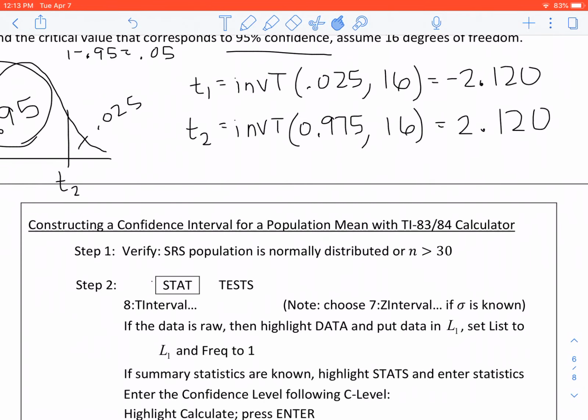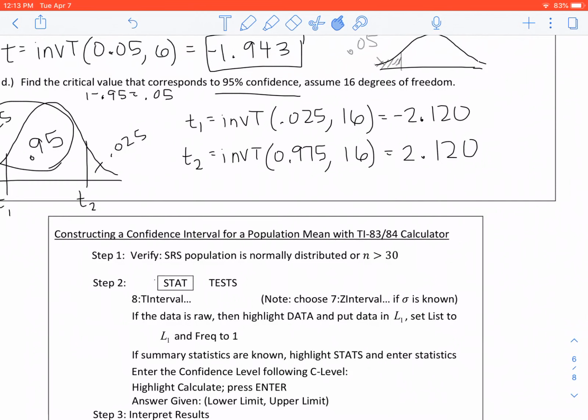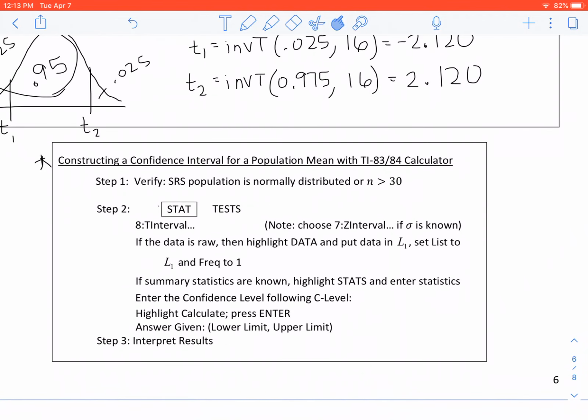Right below this is constructing confidence intervals using a calculator. So first thing is to verify that the test and actually conducting a confidence interval can be done. That's verifying it's a simple random sample and that our size is greater than 30. Next thing is stats, test, and t-interval. I want you guys to notice there is a little note over here that you do use z-interval if sigma is known, but for most of them it's going to be t-interval.